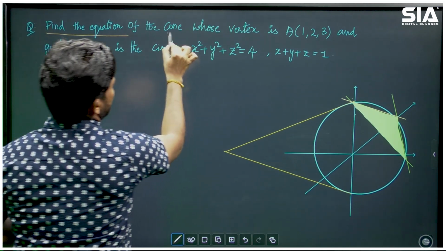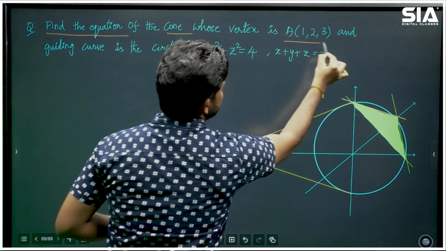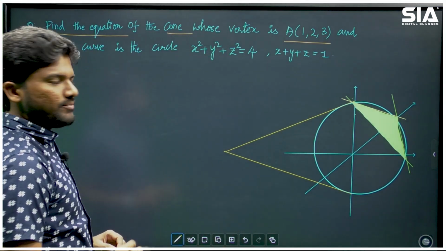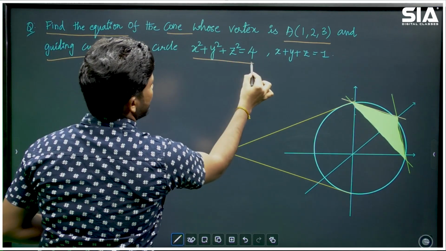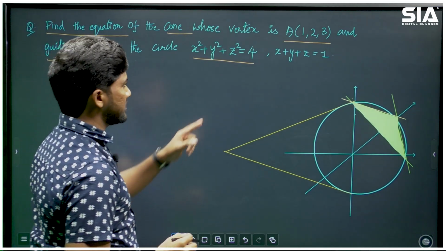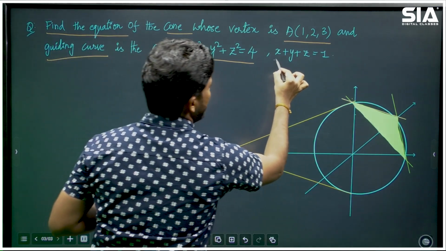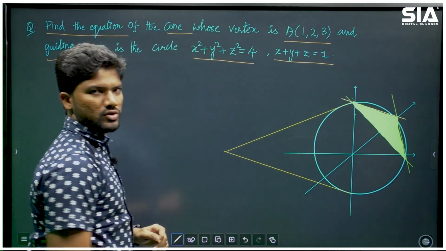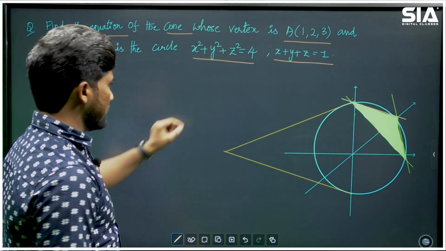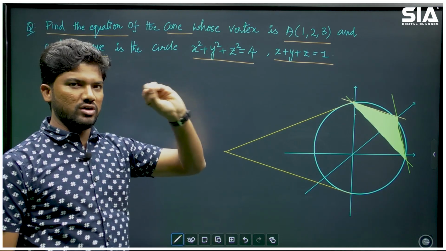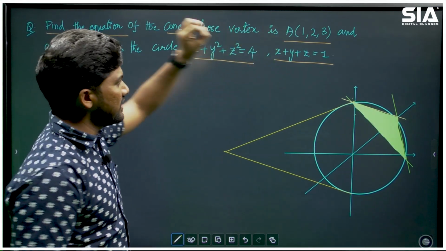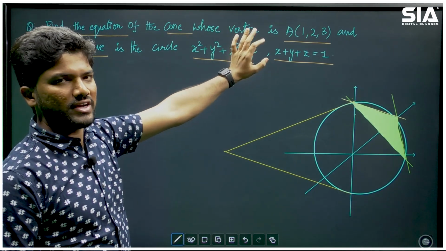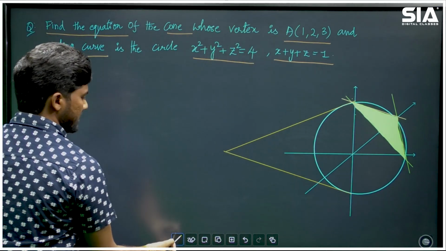Find the equation of the cone whose vertex is A = (1, 2, 3) and whose guiding curve is the circle x² + y² + z² = 4 with the plane x + y + z = 1. This is the problem. Based on this problem we have 10 to 12 more problems. If you understand this problem perfectly, then you can solve any type of problem using this method.